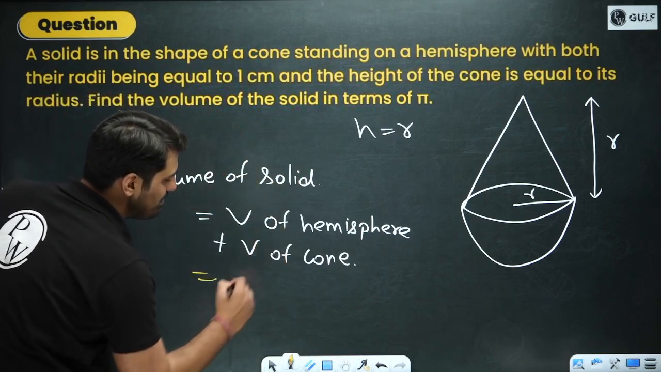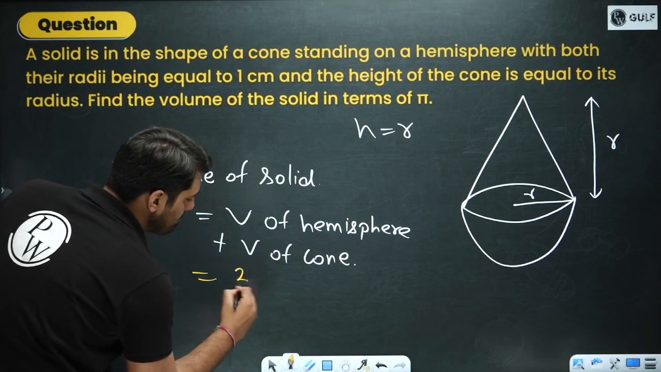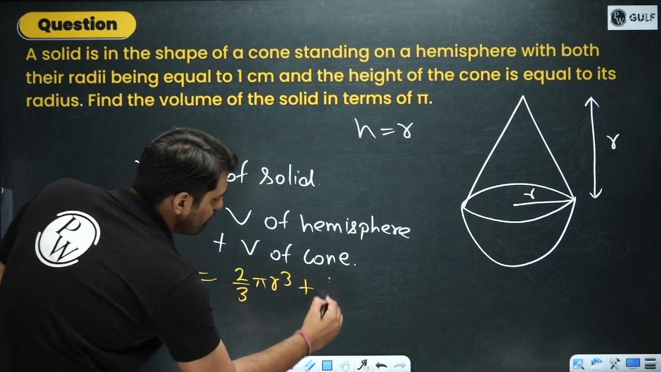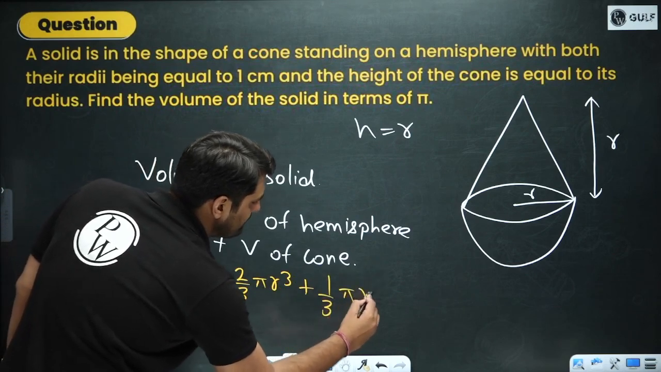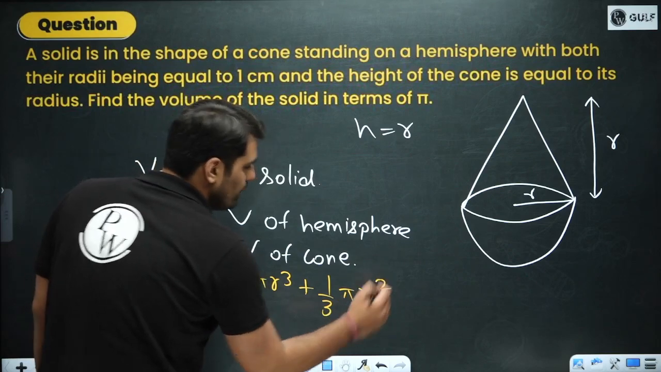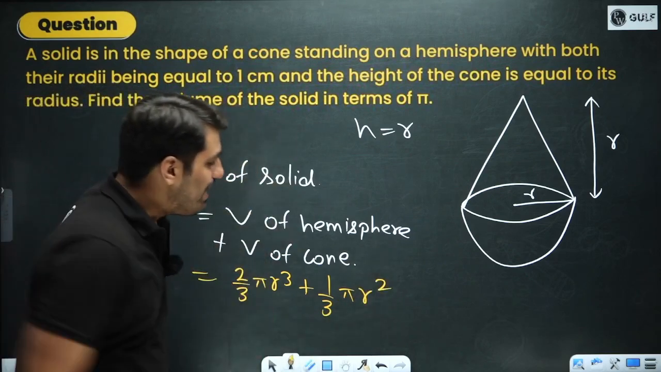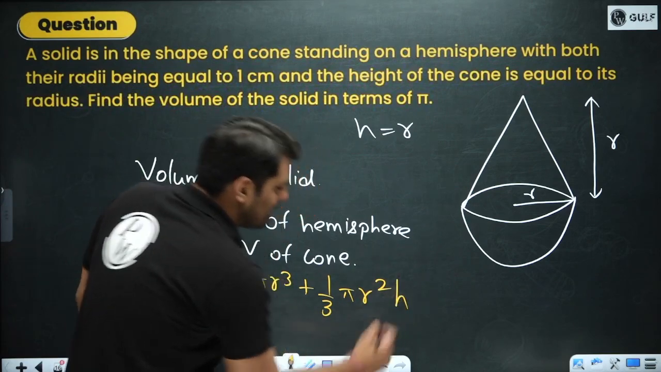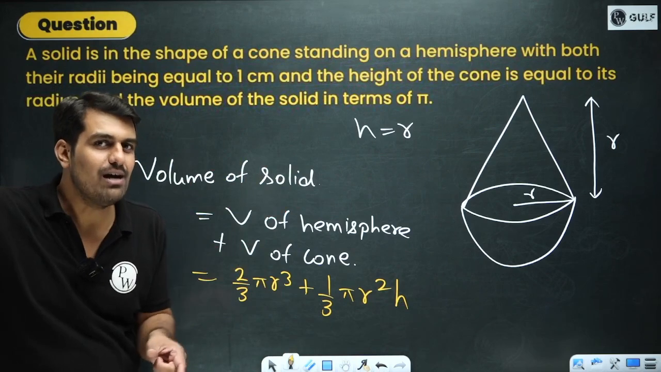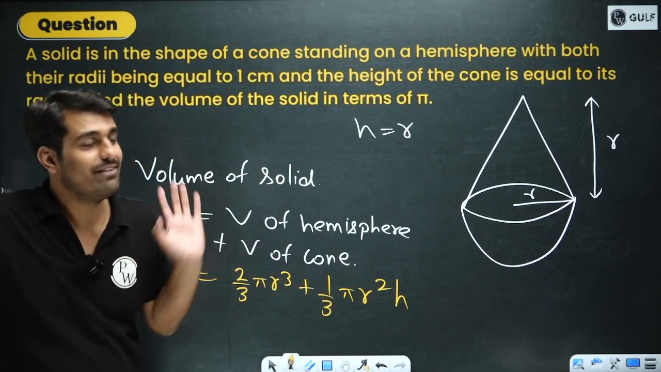Hemisphere is basically 2 by 3 pi r cube, and volume of the cone is 1 upon 3 pi r square h. Agree on this part? Pi r square h, because pi r square h is the volume of the cylinder, and for the cone it is 1/3 of it. Please remember the formulas, they are very, very important.